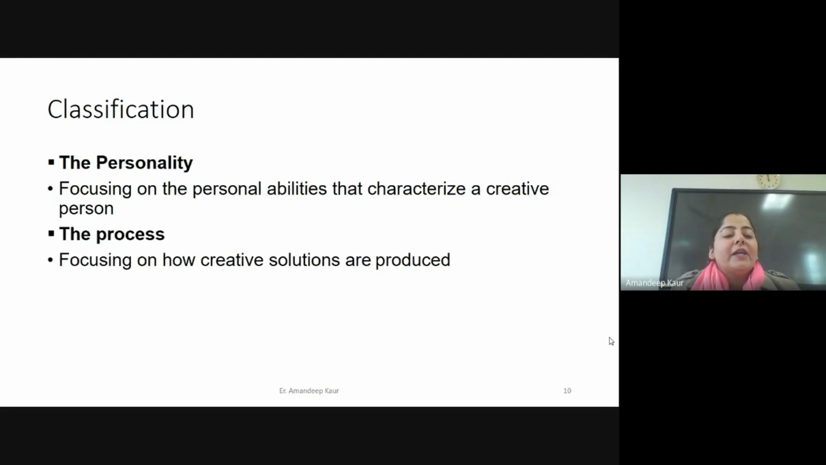The third major factor that we need to consider is the personality of the student. When we say personality of the student, it focuses on the personal abilities that characterize a creative person. As per the literature, creative personalities may be very moody, they may be shy at one point of time and very introvert at another. But if one is shy or introvert, it doesn't mean that individual is not able to create something new.